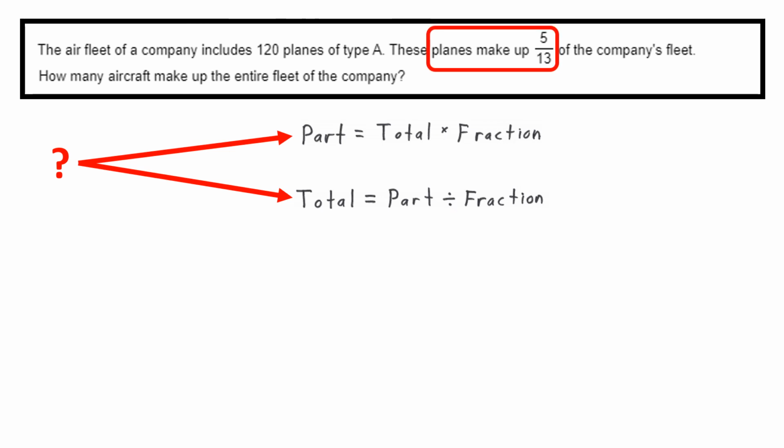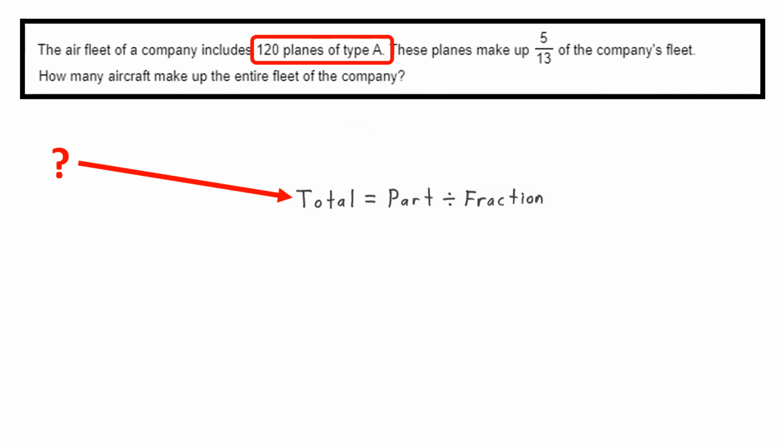Notice that it says these planes make up 5/13 of the company's fleet, so that will be the fraction. And it says that the air fleet of the company includes 120 planes of type A. And we need to figure out if that's the total or the part. It says these 120 planes make up 5/13 of the company's fleet. So it indicates that these 120 planes are part of the entire fleet. If they're the part, then we can divide that by the fraction to find the total. So we'll use this equation.